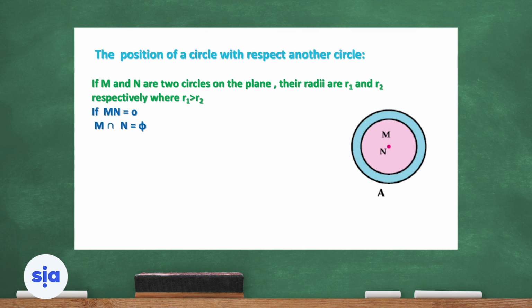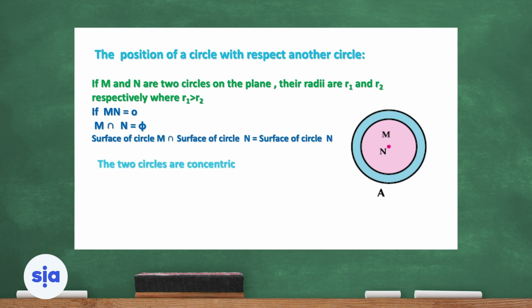Here, if you can see that MN equals 0, then M intersects N equals phi, where the surface of circle M intersects the surface of circle N at the surface of circle N. So this means that these two circles are concentric. Concentric means, again, that they have the same center, or the two centers are in each other.